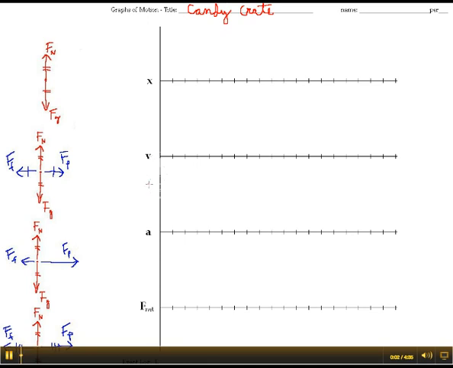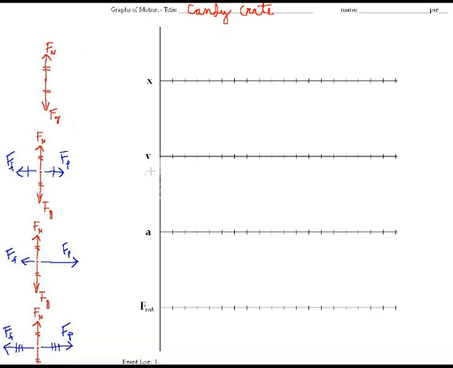Okay, now I'm going to continue my explanation of the Candy Crate worksheet using not just force diagrams, but force graphs. So in this first section, I will call this time frame 1. If we go right to the net force, the net force is 0. So if I go for 3 seconds and the net force is 0, that also means I have an acceleration of 0.